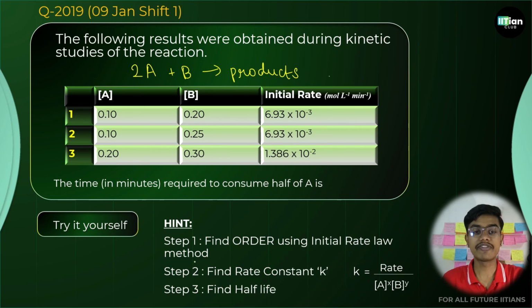But before that, the first thing to find here is the order. That order we'll be finding using the initial rate law. That you can just find out here. Once you watch how to find half-life in this video, you can come back and do this question and let us know in the comments. The answer will be 10. I hope you will try these and let us know.